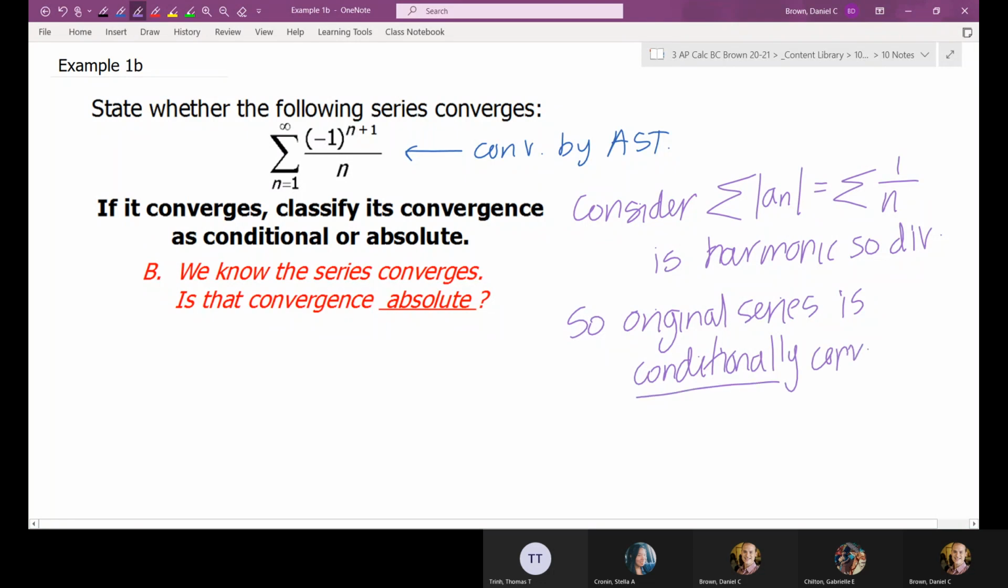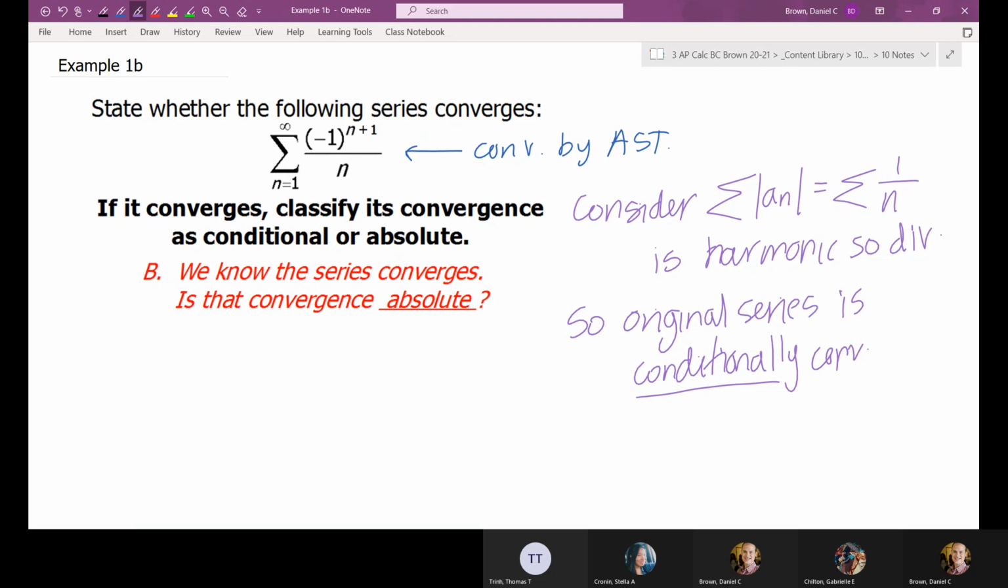And there's two ways to say it. You can say the original series is conditionally convergent, or the original series converges conditionally. What is that condition? It only works when it is alternating. Once you take away that alternating aspect, it stops being convergent.